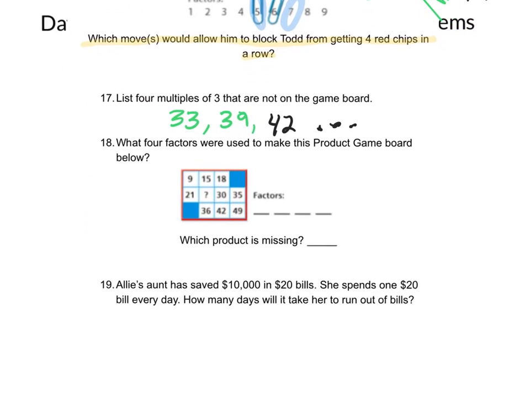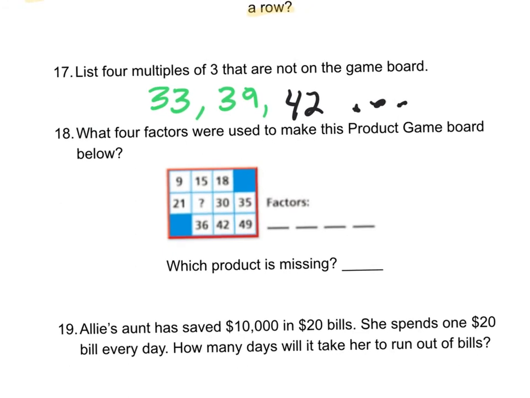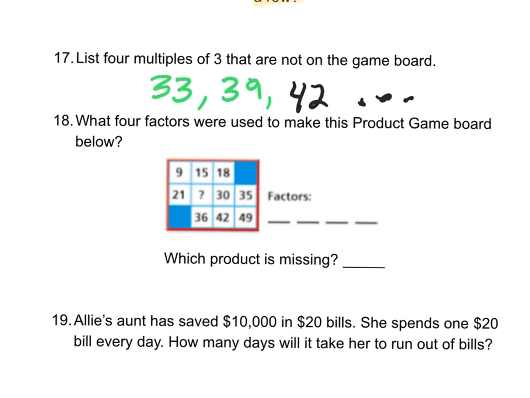Moving on. Number 18. What 4 factors were used to make this product game board below? I'm going to make this a little bigger for us. We have to figure out which 4 factors made this game board. So what numbers multiplied by another number would give you 9, 21, 15, 18, 30, 35, 36, 42, and 49? Well, it's kind of a tricky problem.